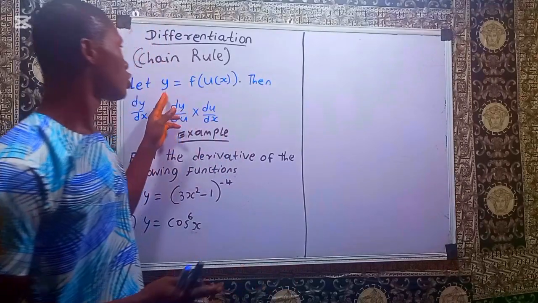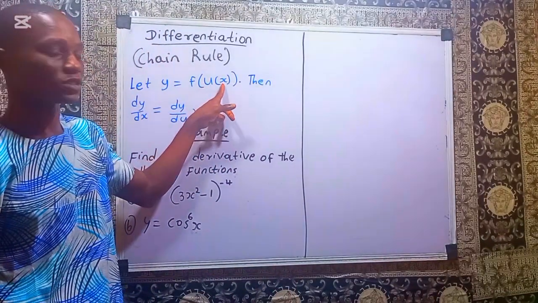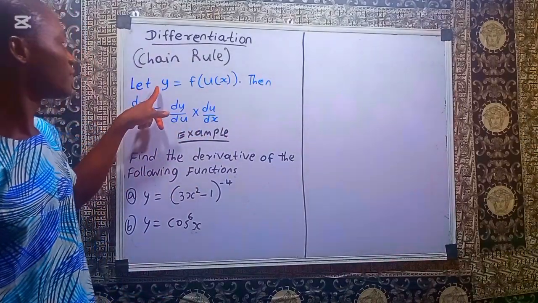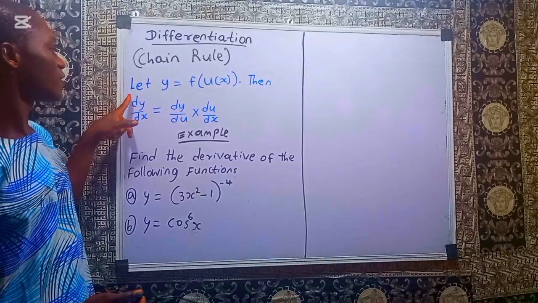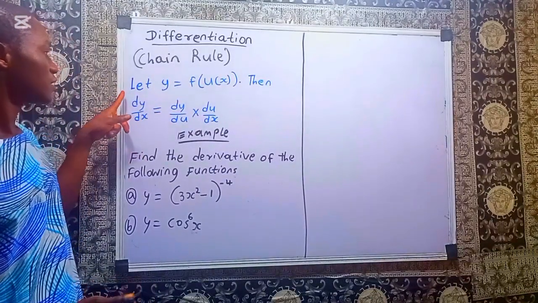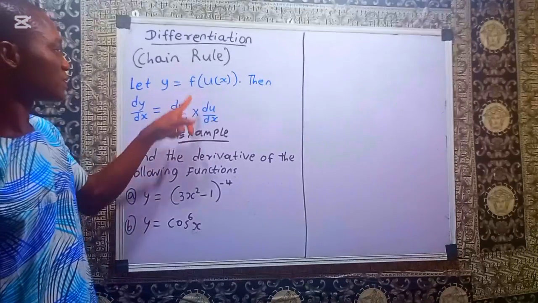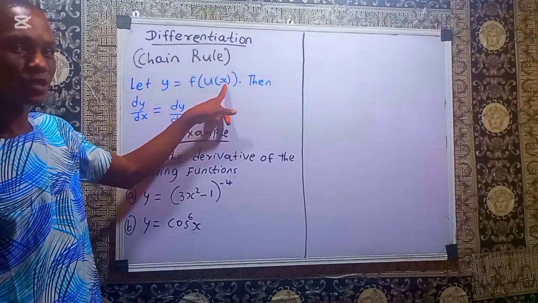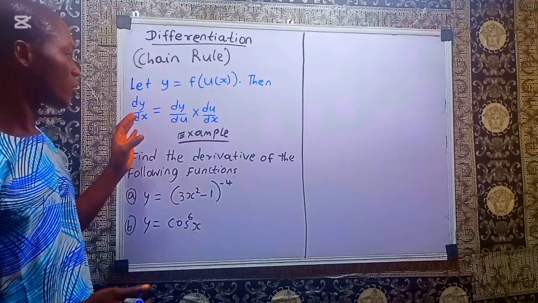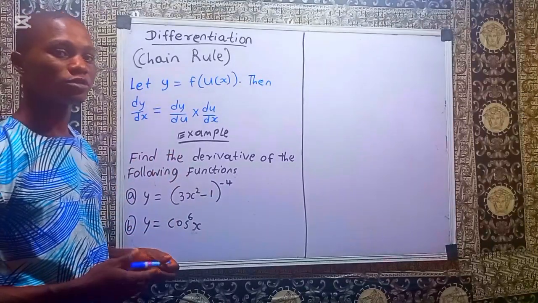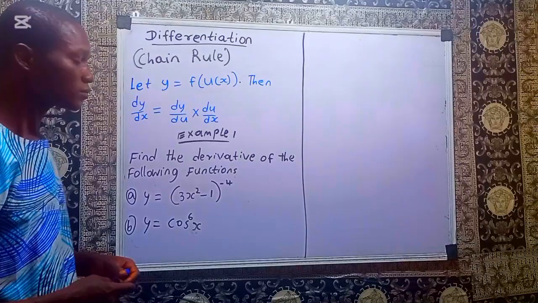Now, assuming you have a function of this form, y is a function of u and u is a function of x, and you want to find the derivative of y with respect to x. Then the result, the derivative of y with respect to x denoted by dy/dx, will be equal to the derivative of y with respect to u multiplied by the derivative of u with respect to x. So this is what the chain rule is talking about. We are going to use knowledge of the chain rule to evaluate the first example on the board here.